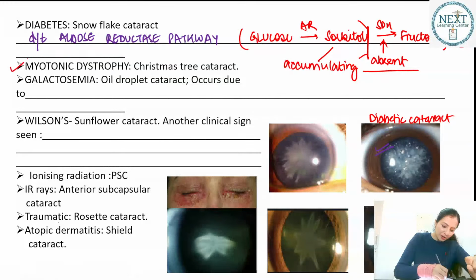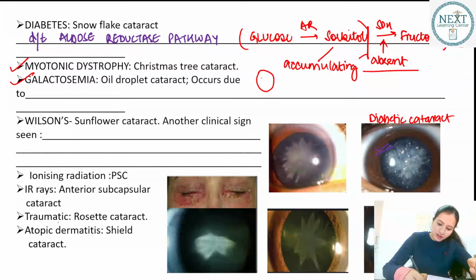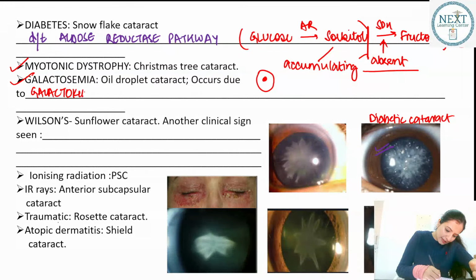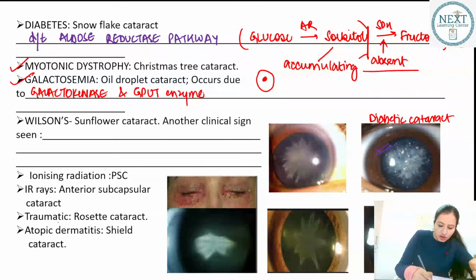Then is myotonic dystrophy. This is your Christmas tree cataract. In galactosemia, you have oil droplet cataract. You will just see a black dot like this. This occurs due to galactokinase and GALT enzyme deficiency.